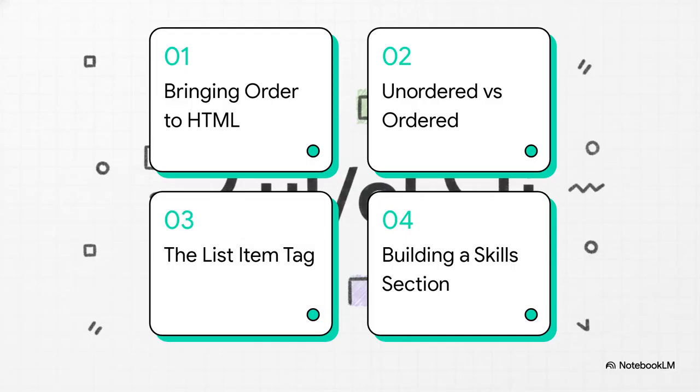Here is exactly what we're covering today. First, bringing order to HTML. Second, unordered versus ordered lists. Third, the list item tag. And fourth, we'll wrap up by building a real-world skills section.